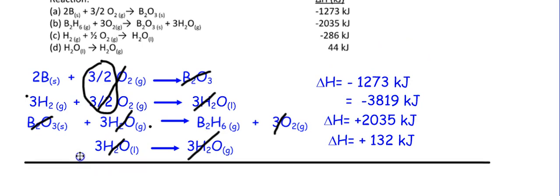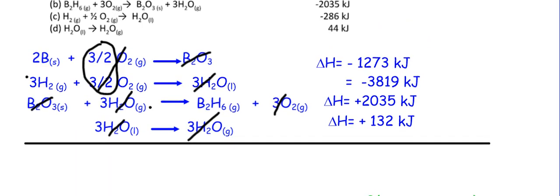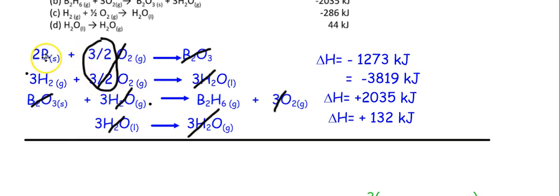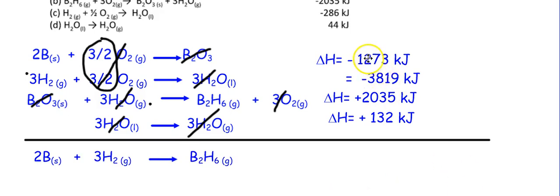When I'm all set and done here, when I add this all together, I have 2 borons, 3 hydrogens, and then 1 diborane, and that's what I want. So what am I going to do here? I'm going to add up all these numbers, and I hope I add them up right, and I got negative 2793. So if I didn't add them right, I apologize. I think I did, though. And so that's how you would go ahead and solve this.